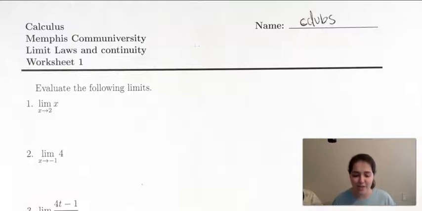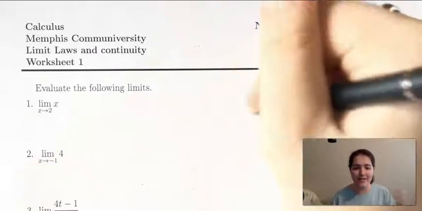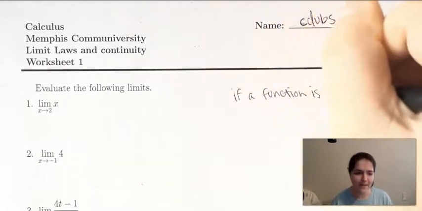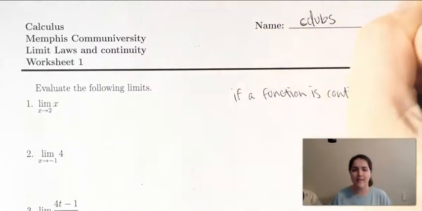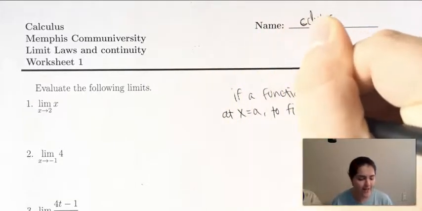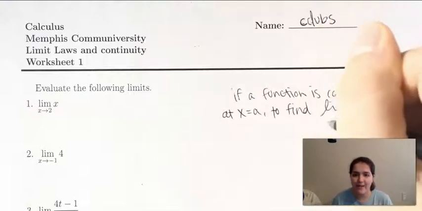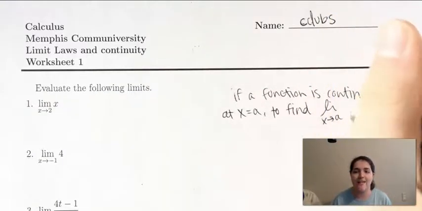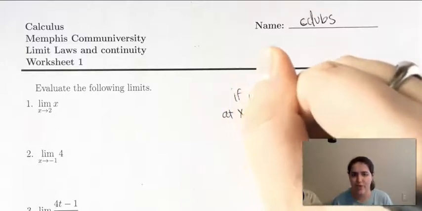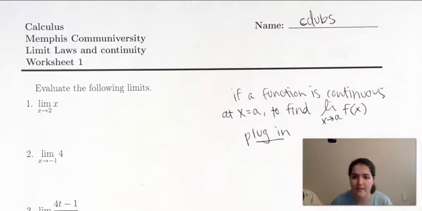In that case, the limit will be equal to the function value. We'll talk about that a little before we get started, and once we get into the groove of things, it'll be a lot easier. The basic thing you need to know when talking about limits is the definition of continuity. If a function is continuous at x equals a, to find the limit as x approaches a, you just plug in. This is what you do when evaluating limits.